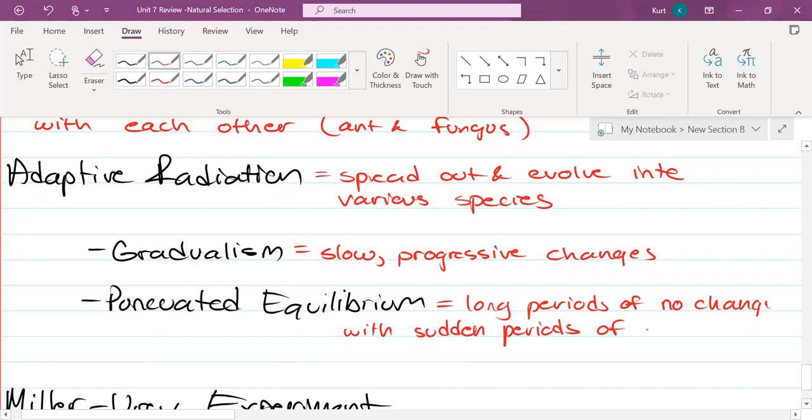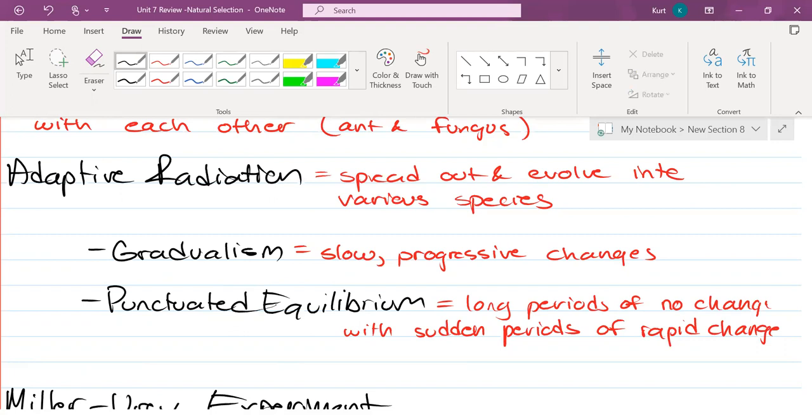So gradualism is change, a little bit more change, always evolving, little by little, over long periods of time. Punctuated is going to be, and I know I spelled punctuated wrong, I knew it looked wrong to me. There we go. Punctuated equilibrium is gonna be no change, no change, no change, no change, change! No change, no change, no change, no change, no change, change! A lot of change in a very short amount of time.